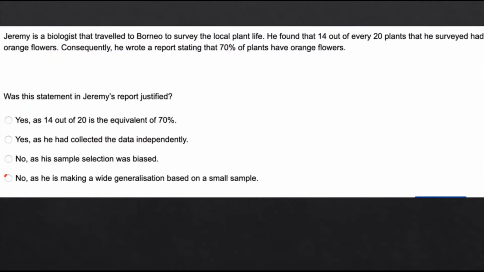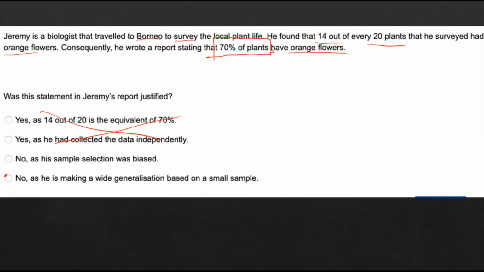So again, there's another example there, and the example states that Jeremy is a biologist that traveled to Borneo to survey the local plant life. He found that 14 out of every 20 plants he surveyed had orange flowers. And he reported stating that 70% of the plants have orange flowers. So as soon as I see this, I know that this is no. So I can ignore yes, and I can move on to no.